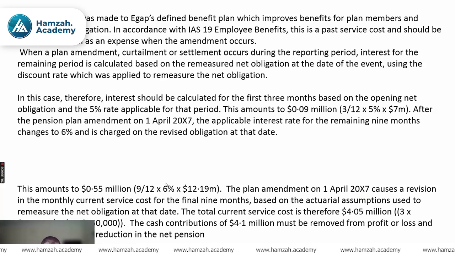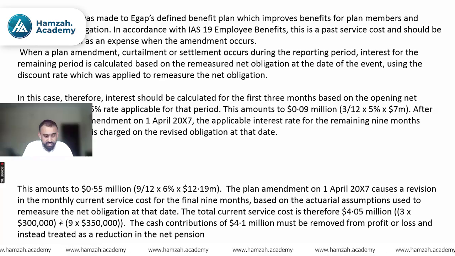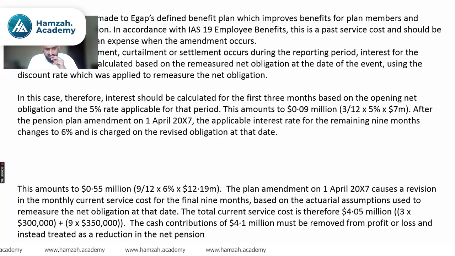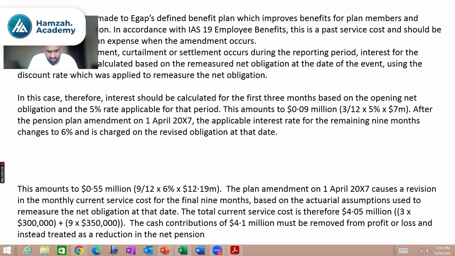And it causes a revision in a, and also there is a change in the monthly current service cost as well. So for the first 3 months, you have 0.3 million per month. That is 3 into 300. That would be your first 3 months current service cost, and the remaining 9 months it becomes 0.35. So you have 4.05 current service cost.